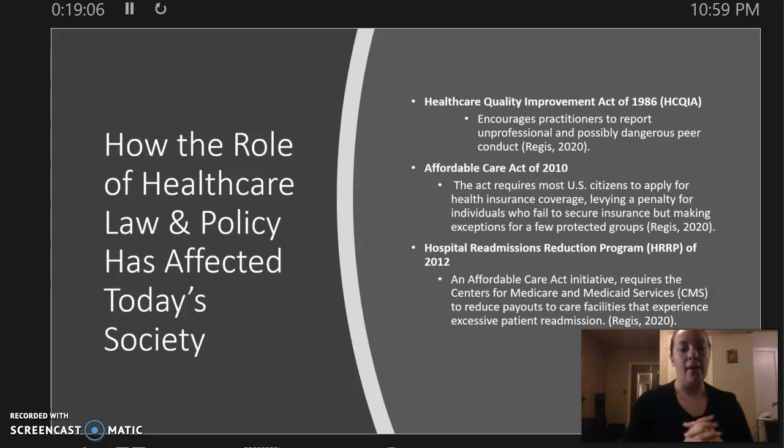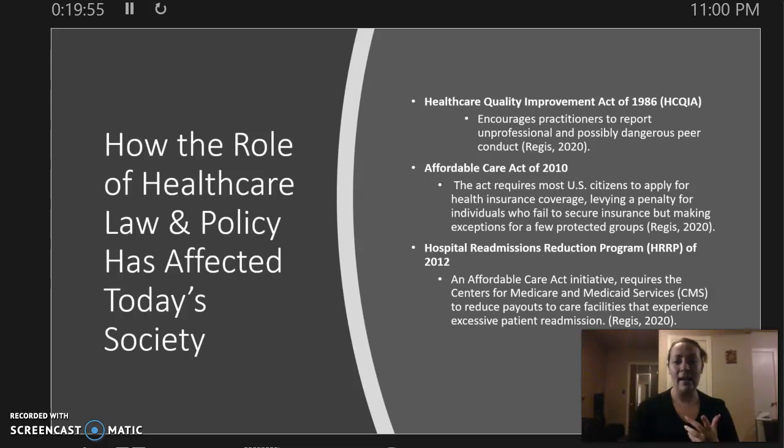So, how has the role of healthcare law and policy affected today's society? There have been many policies and laws enacted that have had an effect on today's society. I've listed a few here and what effect they have had. The Healthcare Quality Improvement Act of 1986, known as HCQIA, was enacted by legislators to protect medical professionals from peer review related lawsuits and to encourage physicians to file complaints about encounters they've had of dangerous misconduct with their peers. I believe that this has helped healthcare organizations truly monitor the quality of care that their hospital and their practitioners are giving and take action when necessary.